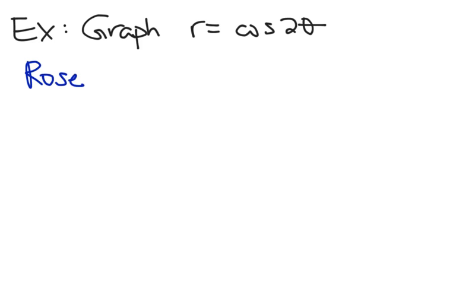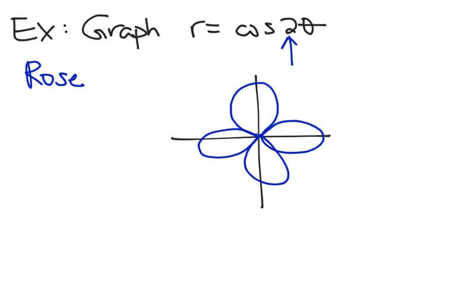And the number of petals that this graph will have is dependent on this value, and is also dependent on if it's sine or cosine. So right now, if you just graph this in your calculator, you get this graph. You get this pretty little four-leaved rose. I'm not sure they write it leaved.